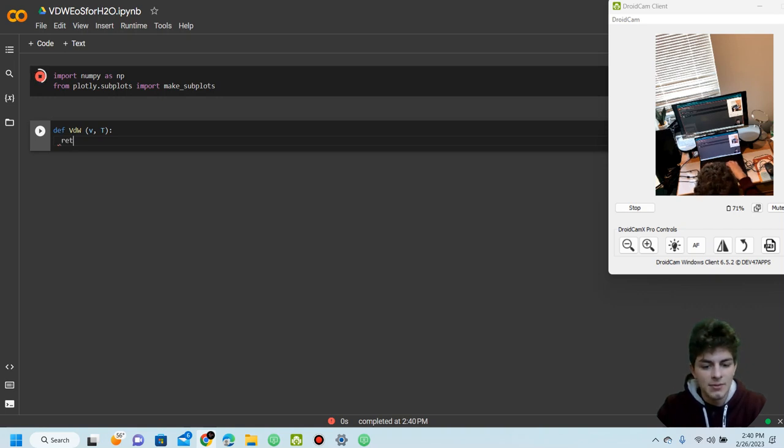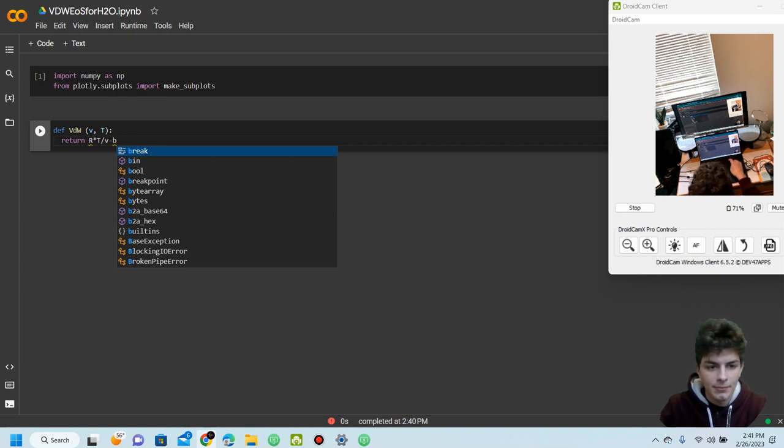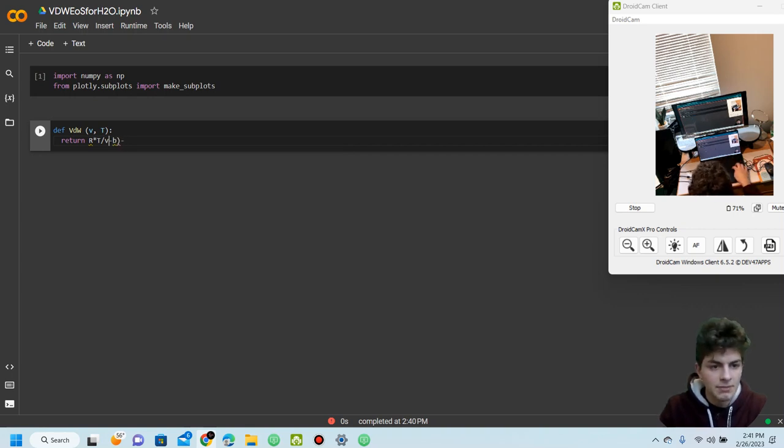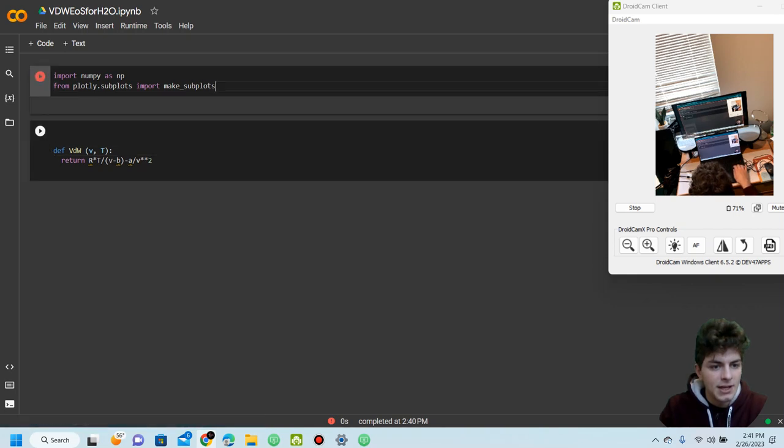Okay, so we said we want it to return, basically this is just going to be our van der Waals equation. So we need to do gas constant times temperature divided by volume minus our B term. Let's put that in parentheses. Okay, and then we'll subtract that from our A term over our specific volume squared here. Remember, this is specific volume.